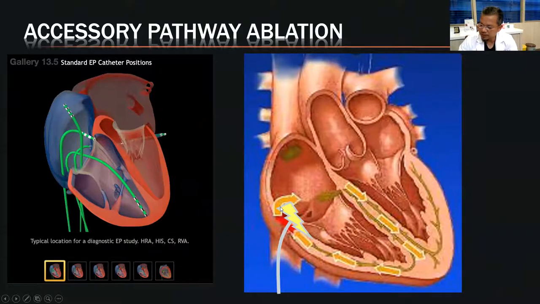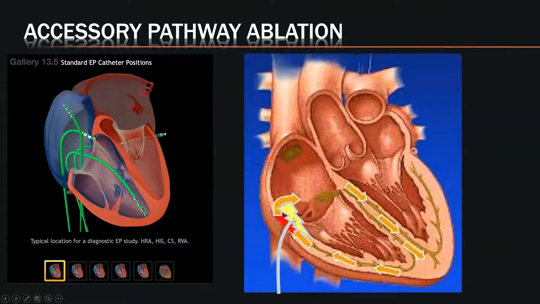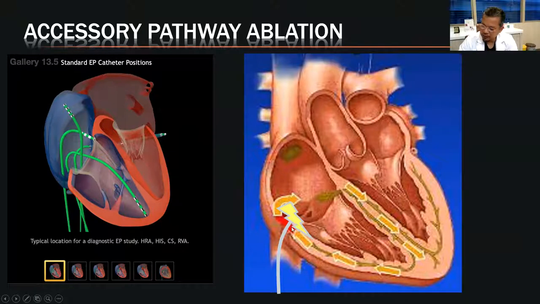Ablation means you apply a form of electrical energy through the wire that touches the heart muscle, and from the tip of the wire, the electrical energy goes through. It creates a kind of electrical burn to the heart muscle, and if you aim at the specific abnormal area, then we just get rid of it completely. So once you cut off this circuit from going around, the patient is more or less cured of that condition.